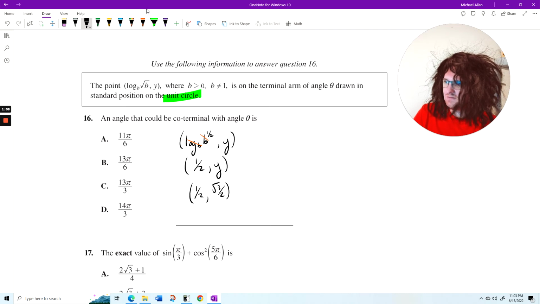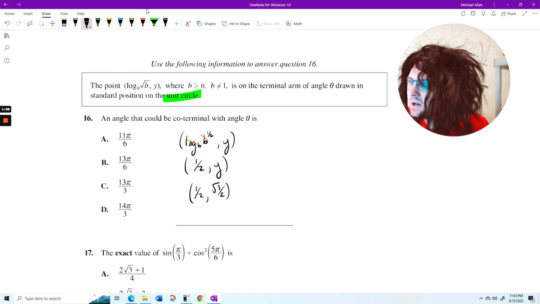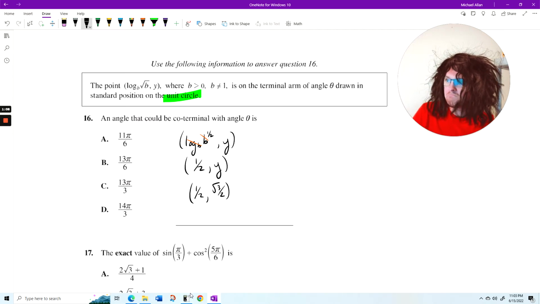It doesn't specify whether or not this is plus or minus, so at least the x is positive. This just means that my reference angle is about 60 degrees or so, or if you want, pi over 3.